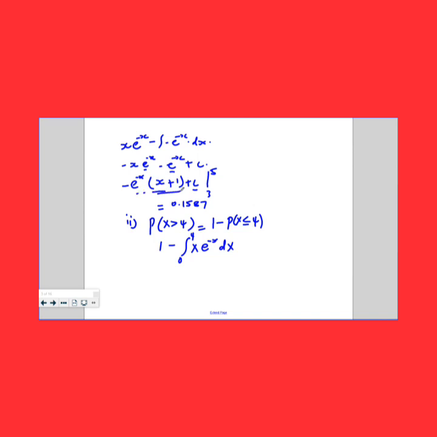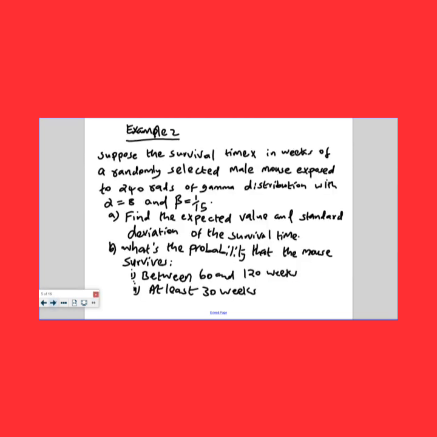So it is 1 minus negative x plus 1 exponential negative x, with the limit from 0 to 4. Substituting this one, we are able to obtain 1 minus 5 exponential negative 4. So it is giving us 0.09158.